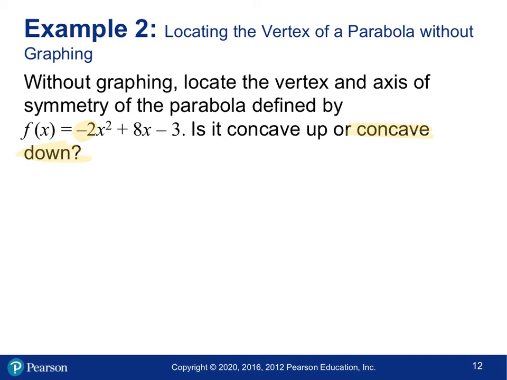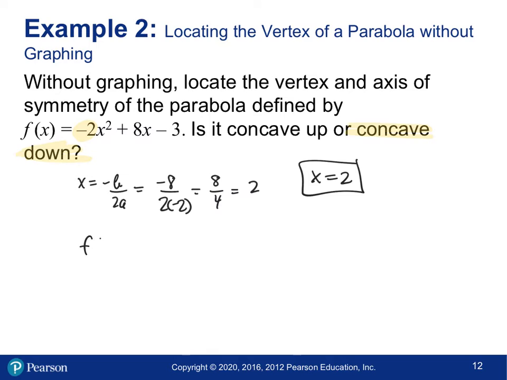Then when we go to the other part, vertex and axis of symmetry, well, x is equal to negative b over 2a. So negative 8 over 2 times negative 2. So it's 8 over 4, which is 2. Okay, so my axis of symmetry is x equal to 2. And then all I have to do is plug my 2 into my function there and solve. That would give me negative 8 plus 16 minus 3. So that's what, 5, I think? So the vertex is (2, 5).